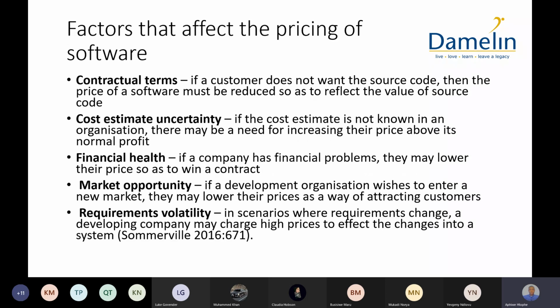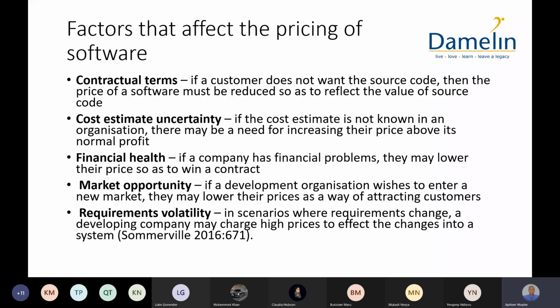Factors that affect the pricing of software. So, contractual terms. If a customer does not want the source code, then the price of the software must be reduced so as to reflect the value of the source code. So if a particular company says, okay, do the project for us, then deploy it to the production environment, but we don't need you to give us the source code, we don't want the source code, then obviously you need to reduce your cost. You can't be charging them yet the source code, or the intellectual property of this software, remains with you.